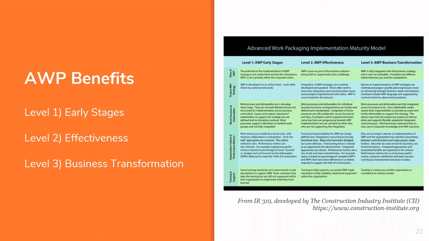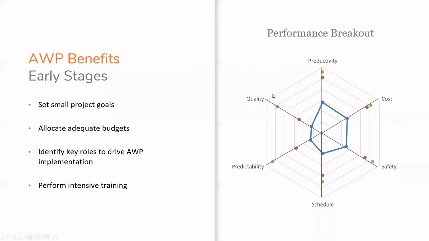But basically, there's 3 levels in the maturity. There's the early stages, there's effectiveness, and there's business transformation. This 2-page document is really easy to understand, so I recommend you take a look at it after this webinar. Steve, next slide. So when we first start to implement advanced work packaging, we're in the early stages. We're targeting small project goals. We've got budgets for specific projects. We're trying to implement this, but we really are doing it almost on an ad hoc basis.